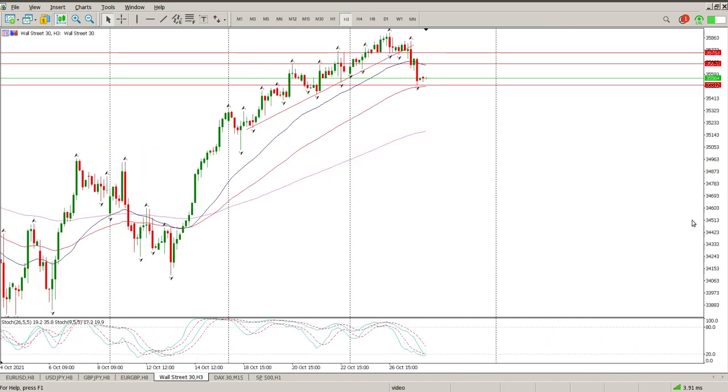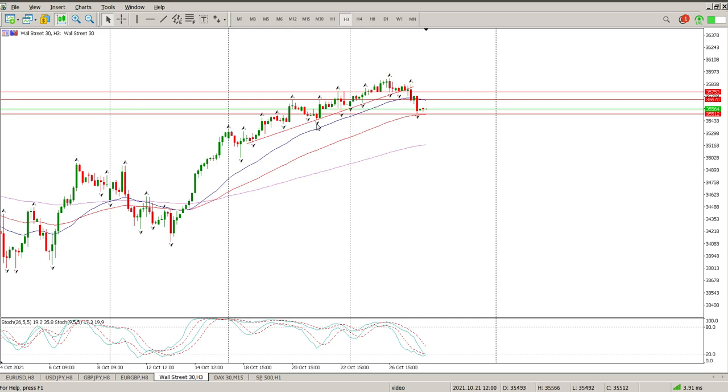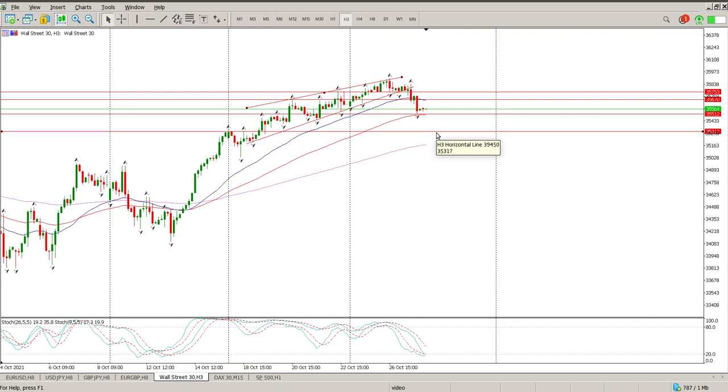Right, so on the 3 hour, you can see pretty clear channel that we had, as I highlighted yesterday, and it was looking like a wedge. We finally got a break of that wedge. So this is the first target area. The next target of the area is a little bit lower down, and that's in this zone here. So that is 35,317.